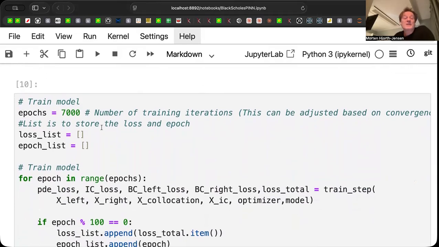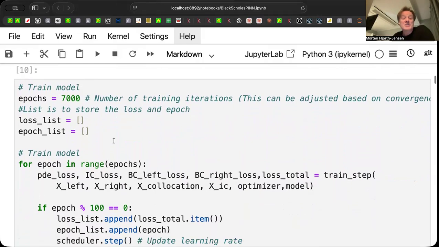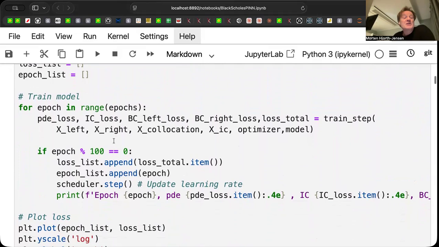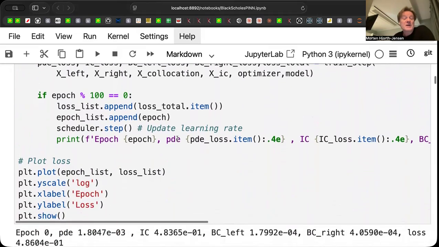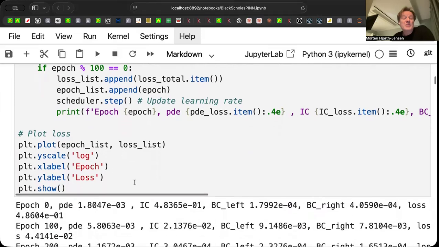So this number of epochs is something you can play around with. And depending on how much time you want to spend on the problem, for each epoch, it sets up the different loss functions. And it prints out the results in units of 100 epochs. And here it simply writes out the loss which you have.